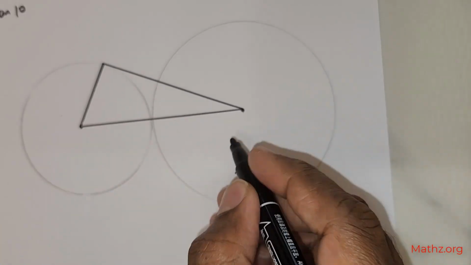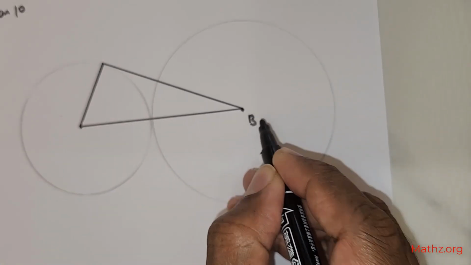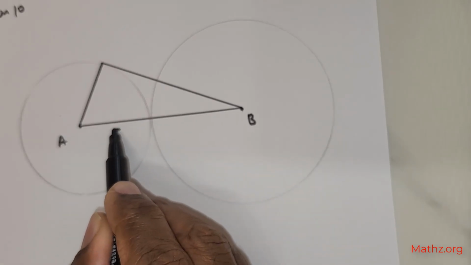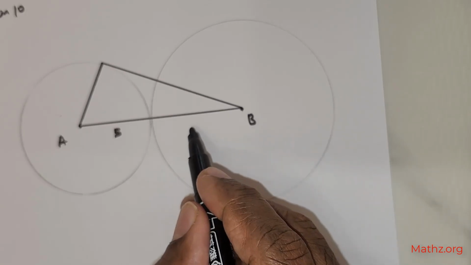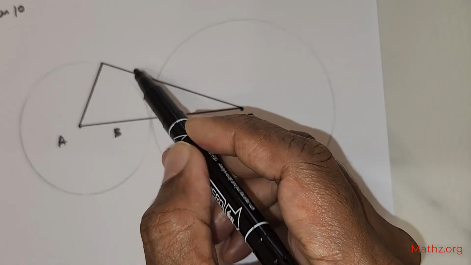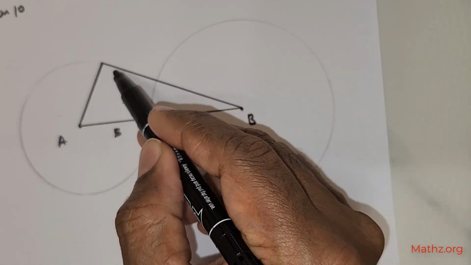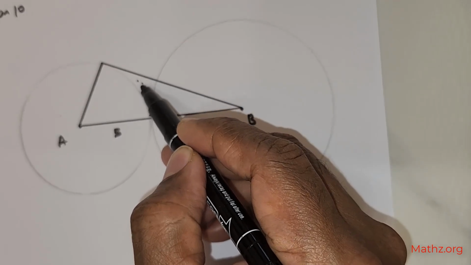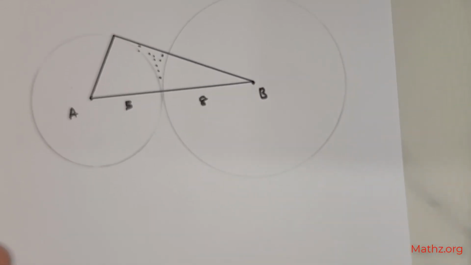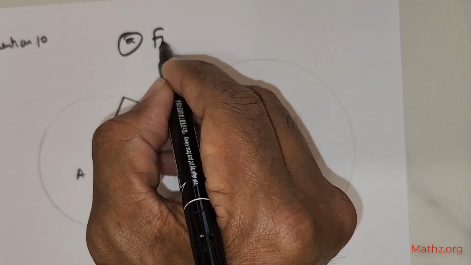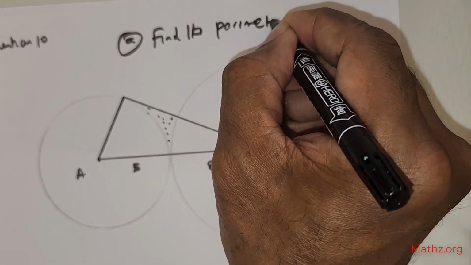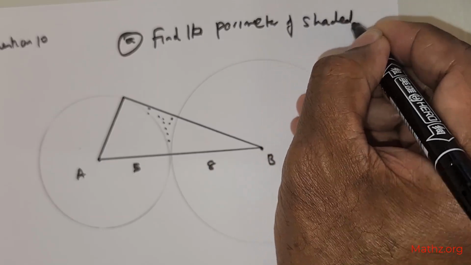Now these are the following information given. Now this is B, this is A. The radius of the smaller circle is 5 units. The radius of the larger circle is 8 units. Now we are asked to find two things. The first one is the perimeter of the shaded region, right? So this is required. So let me write that down. Find the perimeter of shaded region.